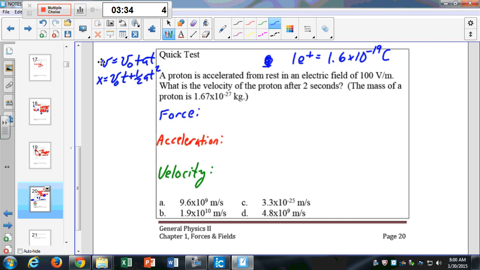Don't forget you can ask your neighbor what they put. Compare your answers. And also notice here, I've listed the units of my electric field as volts per meter. It's not newtons per coulomb, but that's the same.